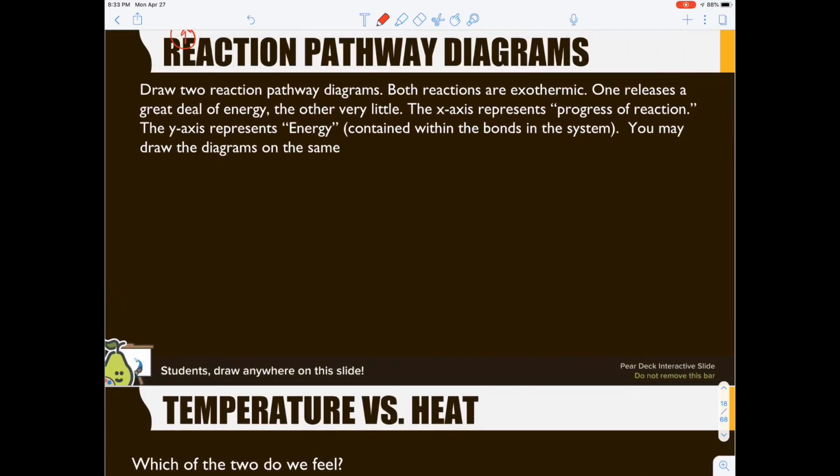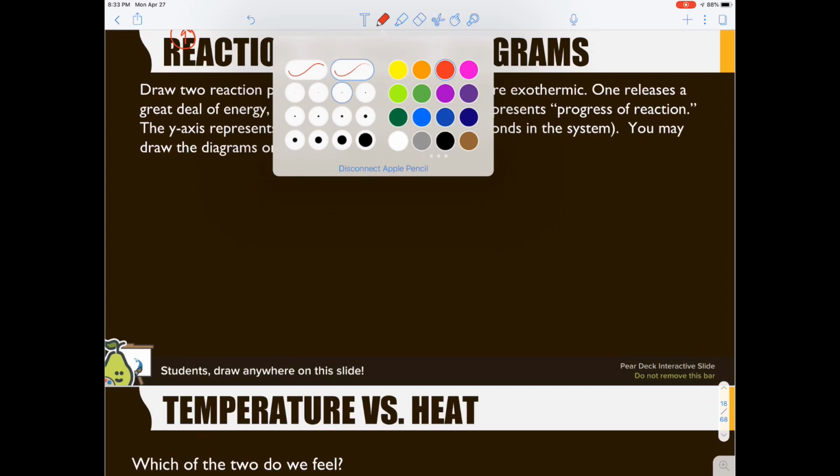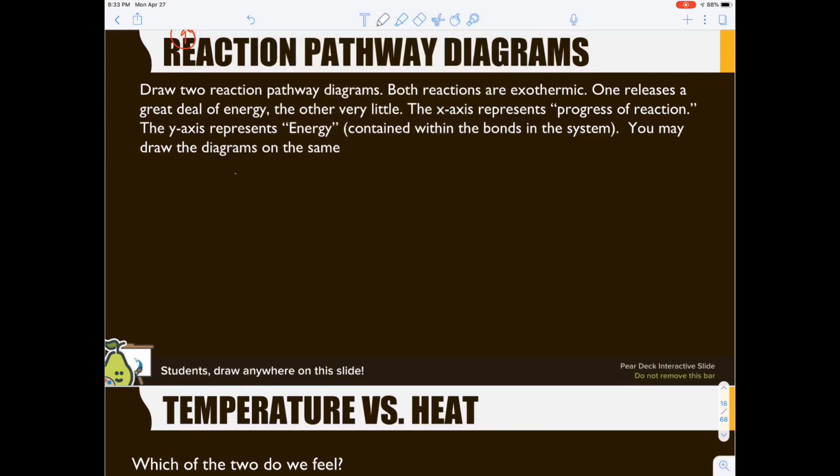Just going to move on. Okay, so let's do a reaction pathway here. Here's our line. We're going to draw two reaction pathways for exothermic reactions, but one is going to be really exothermic and one is going to be not very exothermic. We're going to call this energy, or potential energy if you prefer. There's lots of different ways you can describe that, but potential energy is fine for us. Progress of reaction, Rxn, reaction.